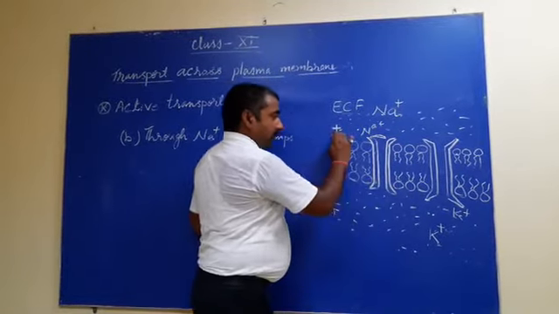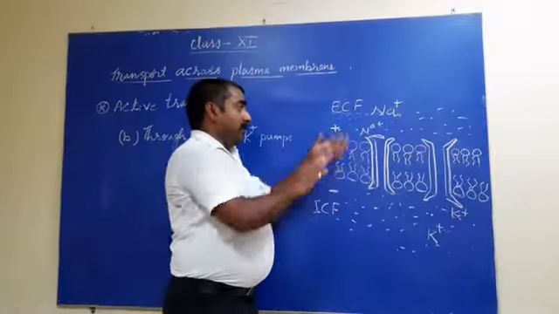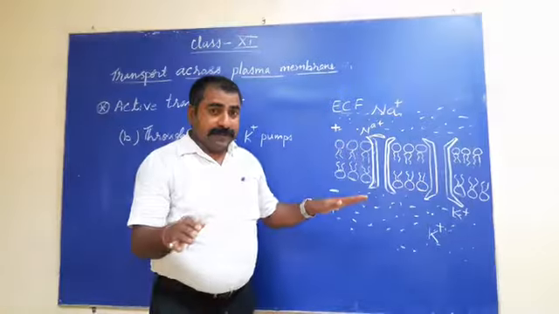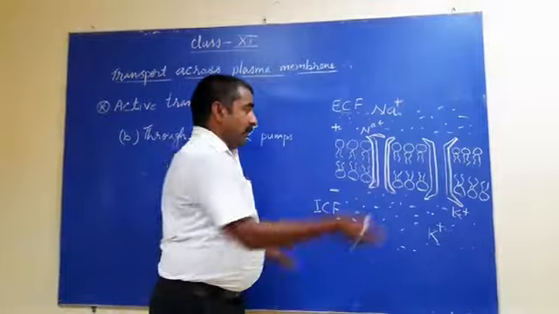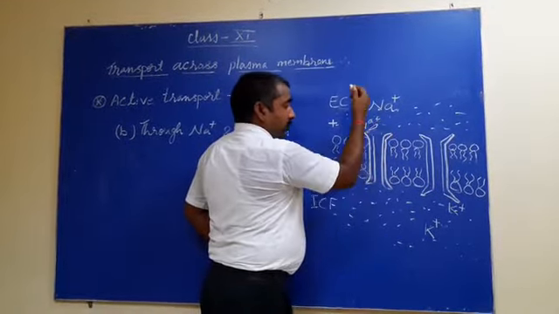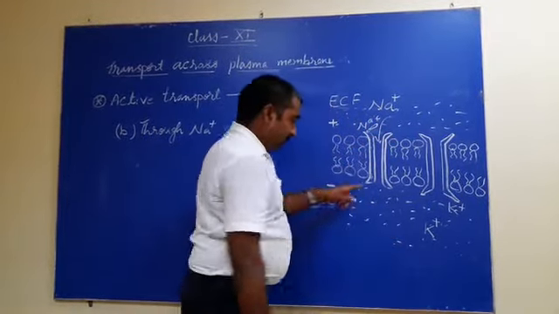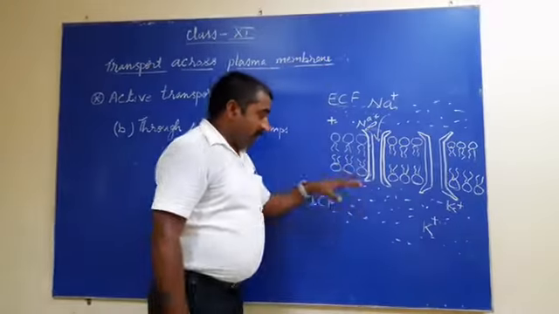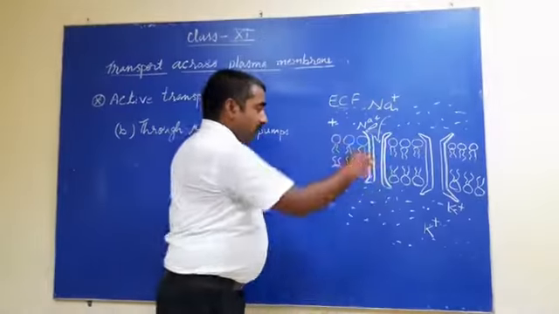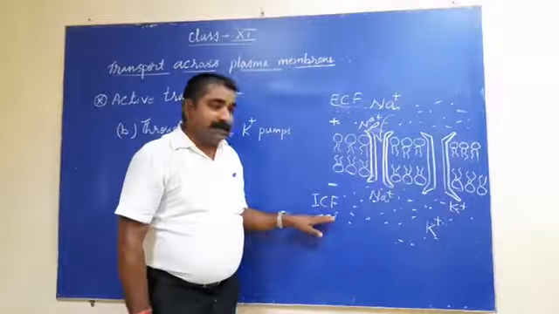It remains closed when the positive and negative charges are in an equilibrium state. But when the positivity of ECF increases, there is an imbalance of charge between ECF and ICF. Then this sodium pump opens, and the materials from ECF come into the cell. In the same way, the overall charge in ICF should be negative. Now due to the movement of sodium ions, the positivity of ICF will increase.